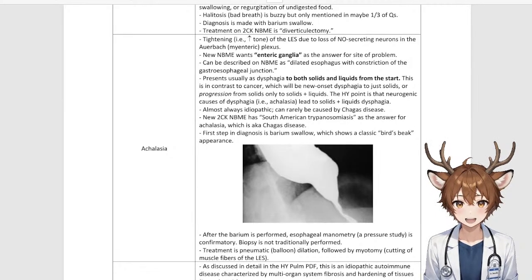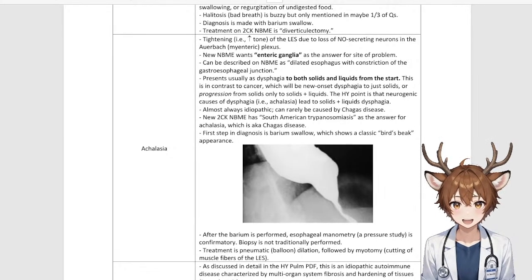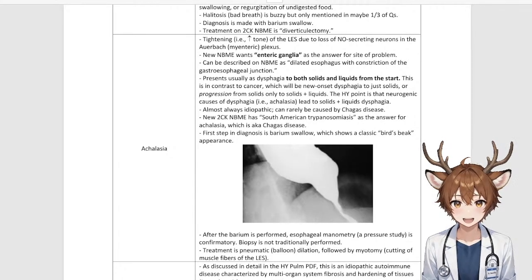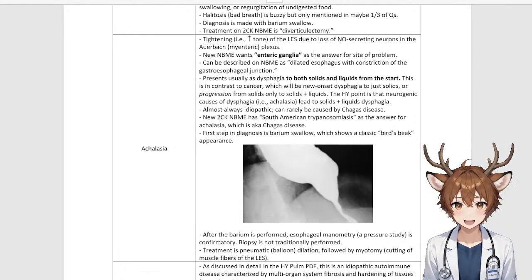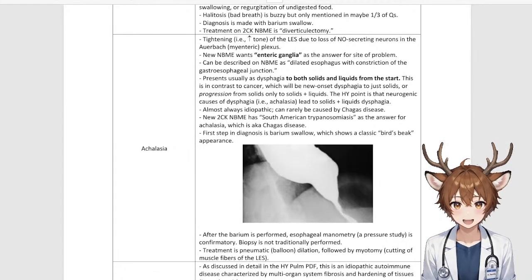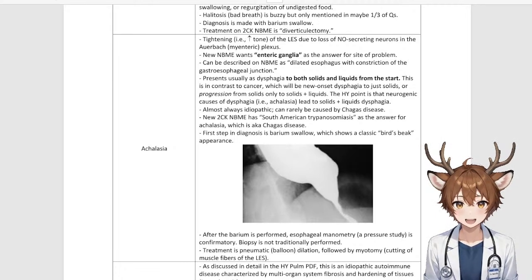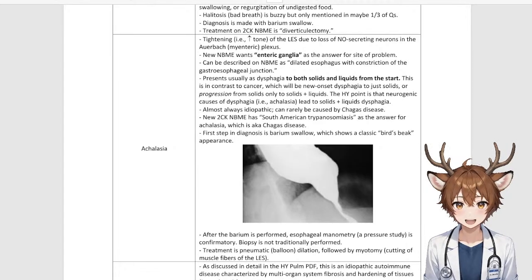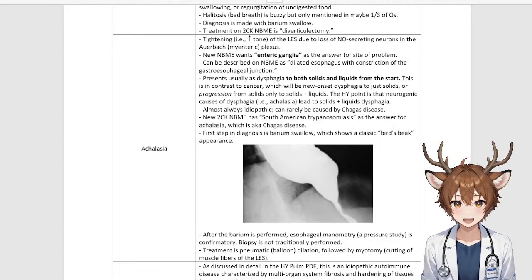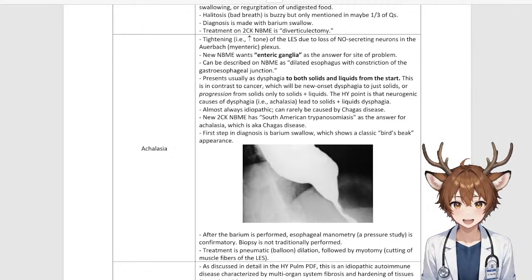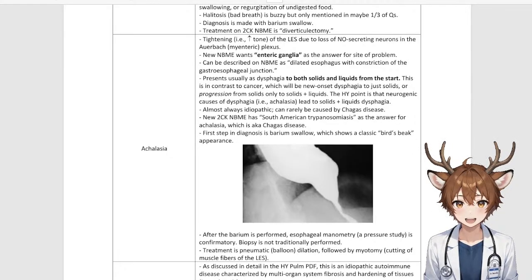Achalasia. Achalasia is a tightening, i.e. increased tone, of the lower esophageal sphincter due to a loss of NO, or nitric oxide, secreting neurons in the Auerbach myenteric plexus. New NBME wants enteric ganglia as the answer for the site of the problem. Enteric ganglia can be described on NBME as dilated esophagus with constriction of the gastroesophageal junction. Presents usually as dysphagia to both solids and liquids from the start. This is in contrast to cancer, which will be new onset dysphagia to just solids or progression from solids only to solids plus liquids.